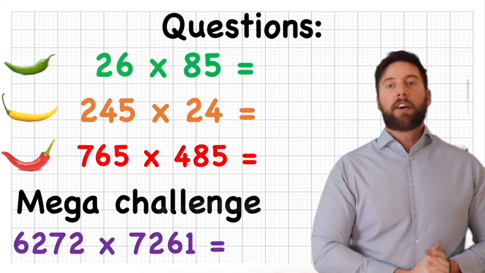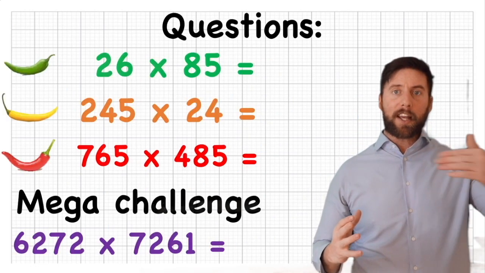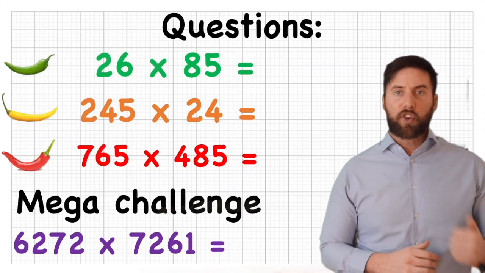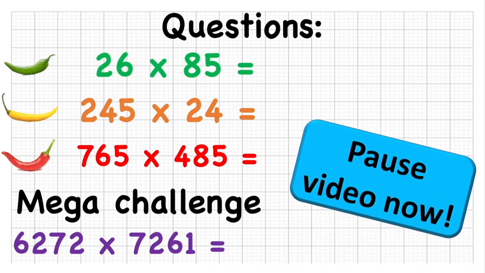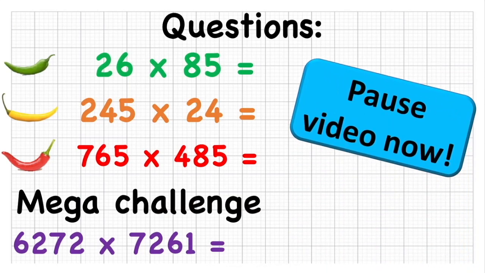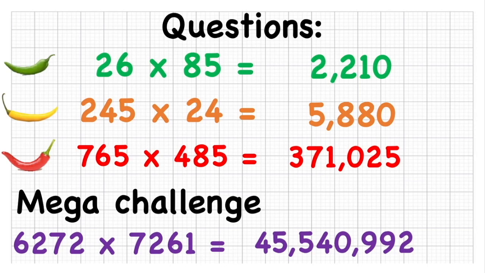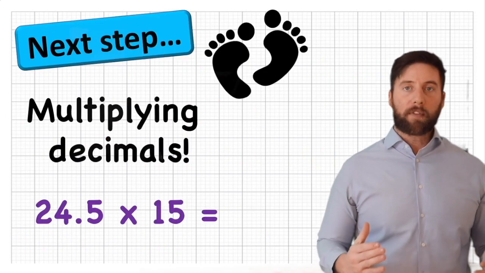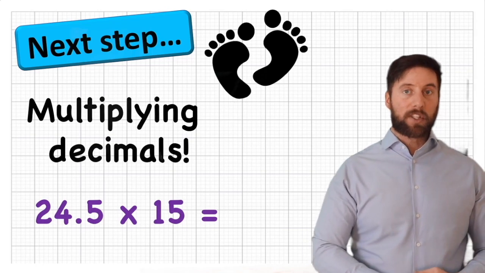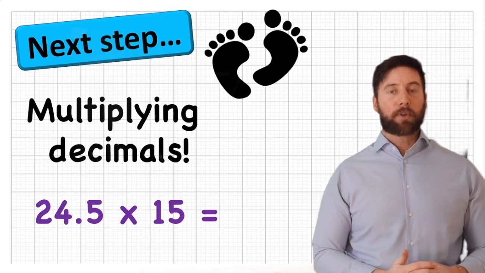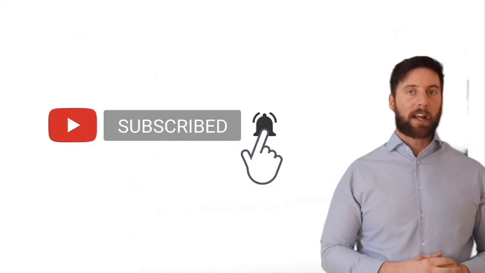Okay, well done. Right, I'm going to put some questions for you on the board here, guys. I'm going to put 4 questions. There's a green, an orange, and a red. So challenge yourself. If you get all 4 of these right, you are ready for our next step, and that is multiplying decimals. That is our next step, our next progression in our understanding of multiplying.